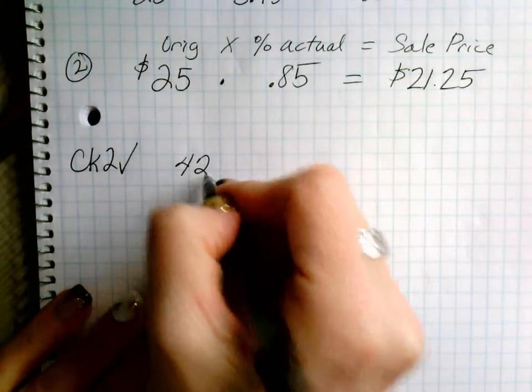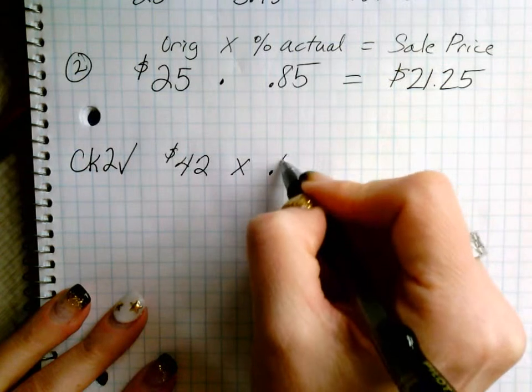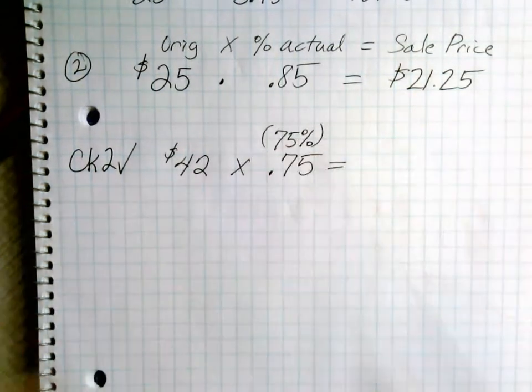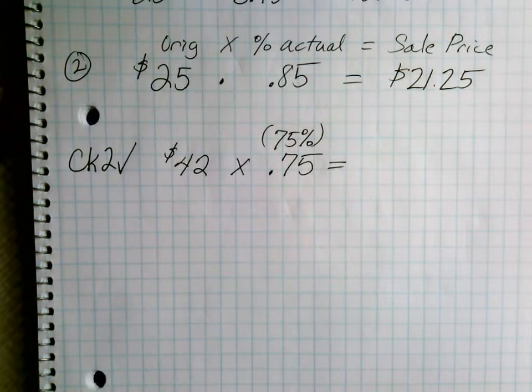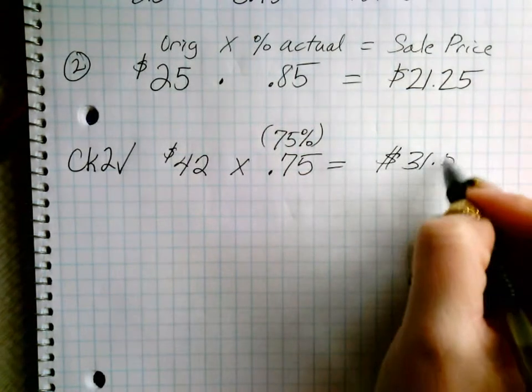So I am buying a pair of jeans that are $42, and because of the discount, I'm only paying 75%, right? I remove 25 from 100, I end up with 75%. So 42 times 0.75. Looks like $31.50. Did you all come up with that?